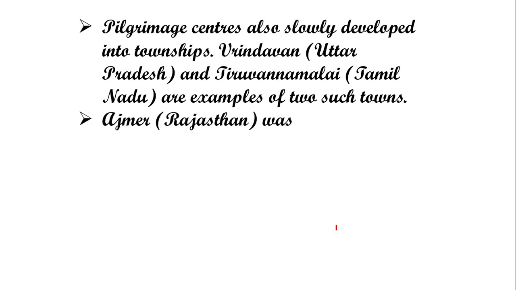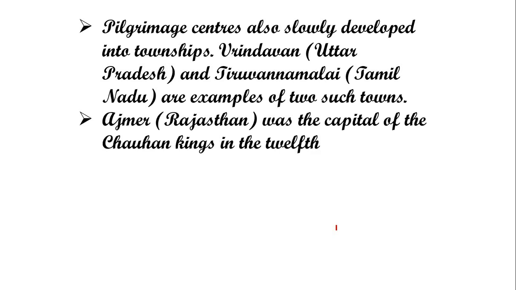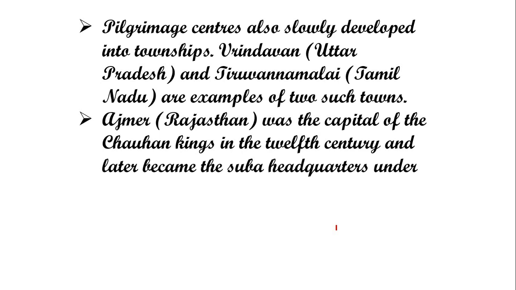Now another example is given about Ajmer, which was in Rajasthan. At that time it was the capital of the Chauhan kings before the Mughals, in the 12th century, and later became the Suba headquarters under the Mughals. Before the arrival of the Mughals, Ajmer was the main center, or the administrative center or capital, of the Chauhan kings.